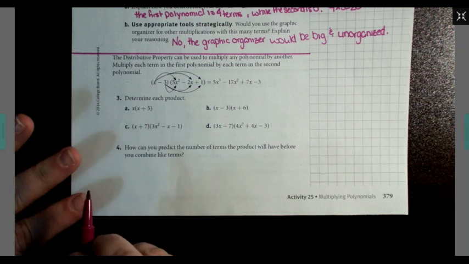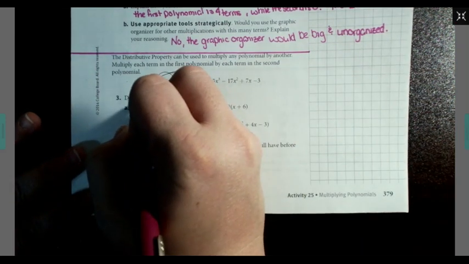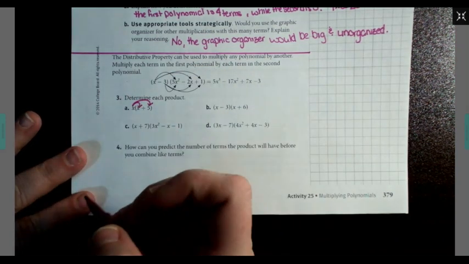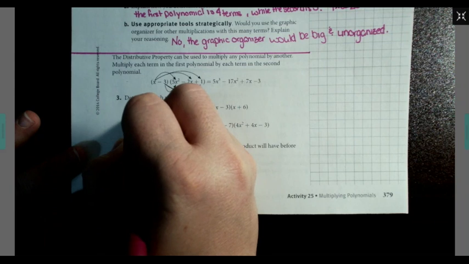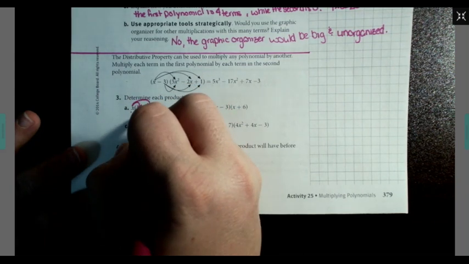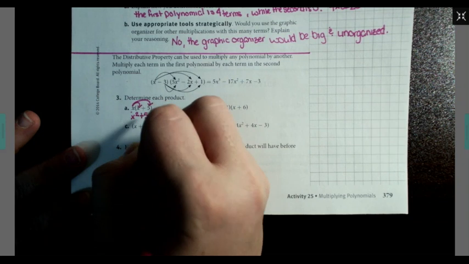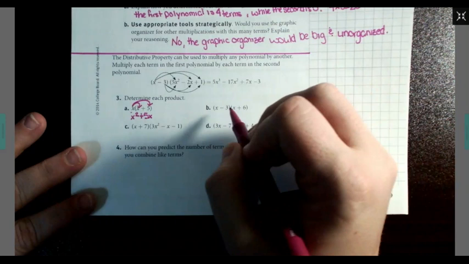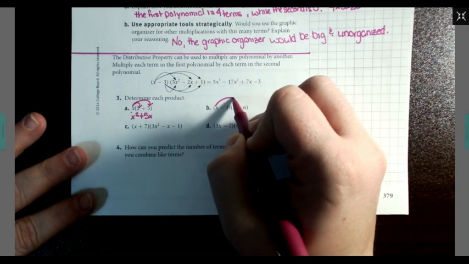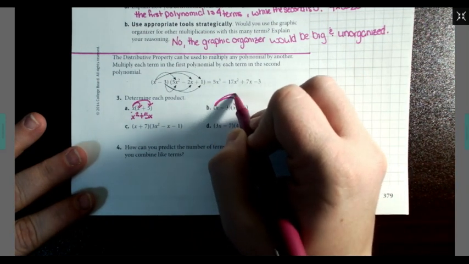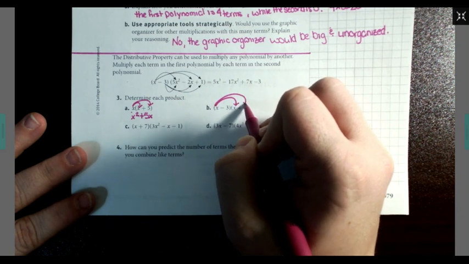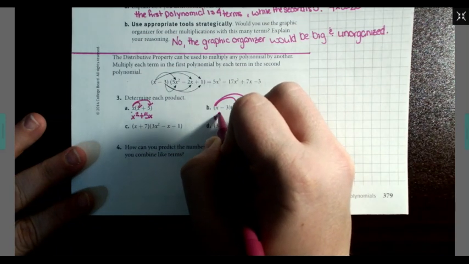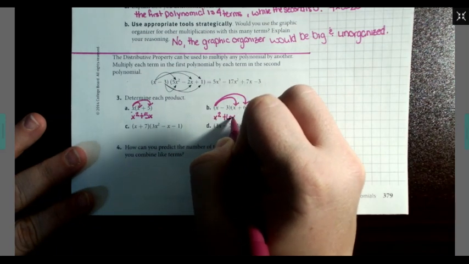3a, determine the product. We're going to do x times x and then x times 5. Well, x times x is x squared. X times 5 is 5x. So we're just going to say x squared plus 5x. Here, we're going to take x times x, x times 6. So we have x squared plus 6x.